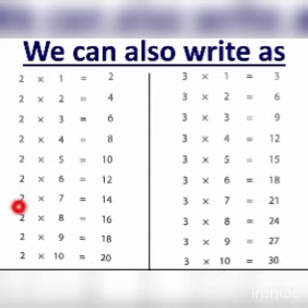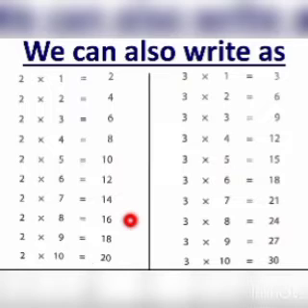Shall we learn multiplication table 2 now? Yes. 2 ones are 2. 2 twos are 4. 2 threes are 6. 2 fours are 8. 2 fives are 10. 2 sixes are 12. 2 sevens are 14. 2 eights are 16. 2 nines are 18. And 2 tens are 20.